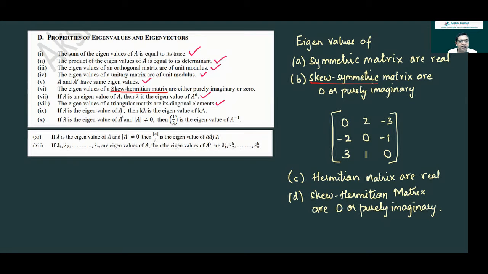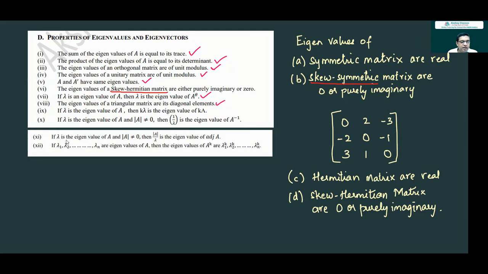If lambda is the eigenvalue of A, k times lambda is the eigenvalue of kA. So if a matrix is multiplied by k, then all the eigenvalues of A get multiplied by k. Those give the eigenvalues of the new matrix. If lambda is the eigenvalue of A and determinant A is not equal to 0, then the eigenvalues of A inverse will be 1 by lambda. Okay, these are some important properties.